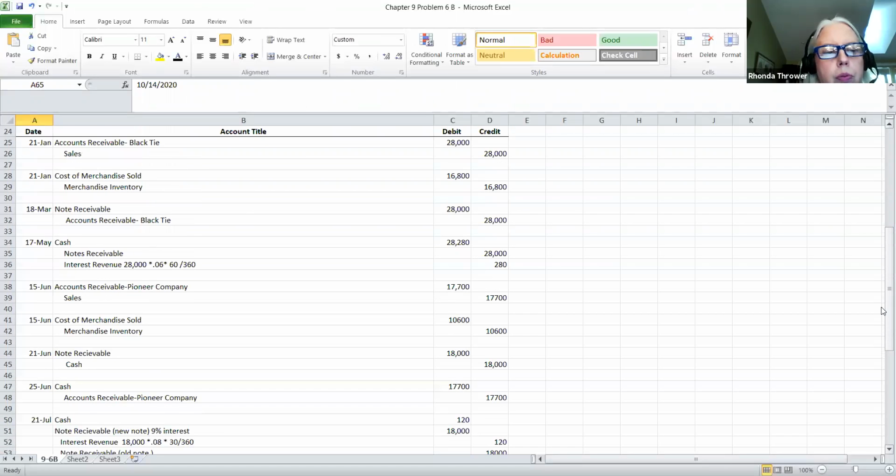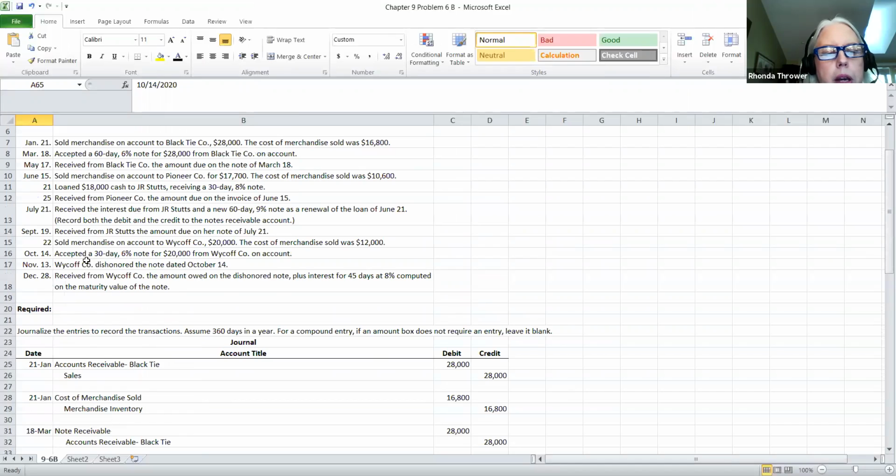Now we're on October the 14th. We have accepted a 30-day 6% note for $20,000 from Wyckoff Company on account. So on October 22nd, we sold them some merchandise on account. On the due date, which was October the 14th, they accepted a 30-day 6% note from Wyckoff Company to apply to that account receivable. So they did not pay us the amount they owed us.